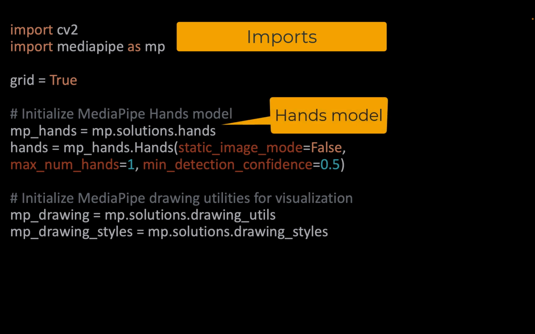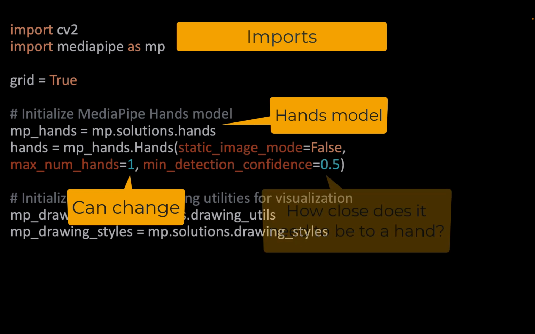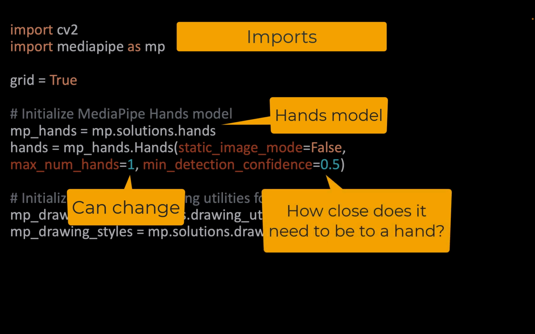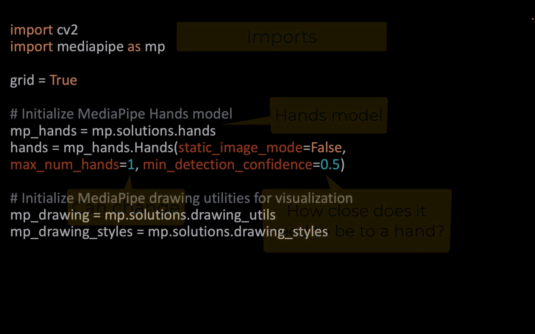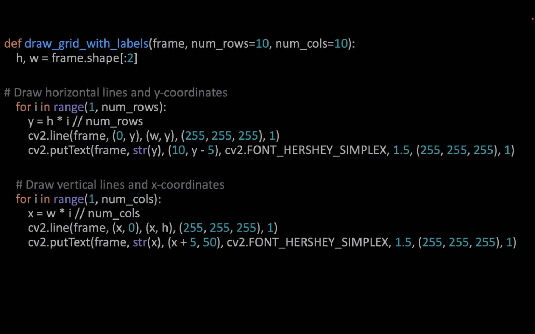And we also need the Hands system. So there's a bit of configuration. The static image mode is false because we're going to use video. The max number of hands is set to 1, but you can have 2 or even more. And the minimum detection confidence is 0.5. You can reduce that if you're not too worried. These are things that you can play with and have fun. And then the final two lines are to help it out for visualization.